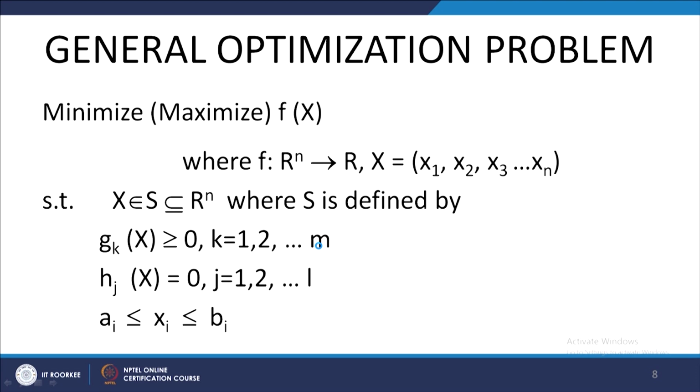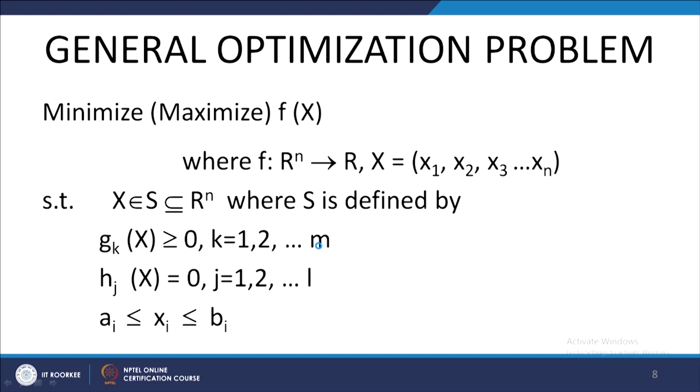So, first let us define what we mean by an optimization problem, because as I said, optimization is the key area of operation research, whether it is network analysis or queuing analysis, everywhere we encounter the optimization problem. Now, the mathematical definition can be stated as follows: minimize or maximize a function f of x, which is a real valued function defined on the Rn space, that is the n dimensional Euclidean space. So, it is mapped onto the real numbers.